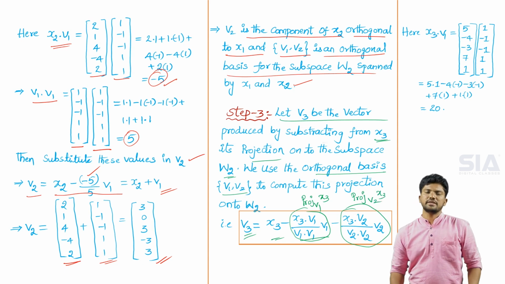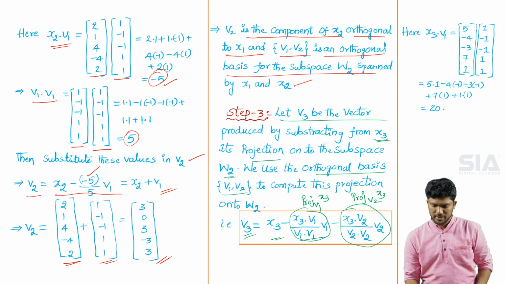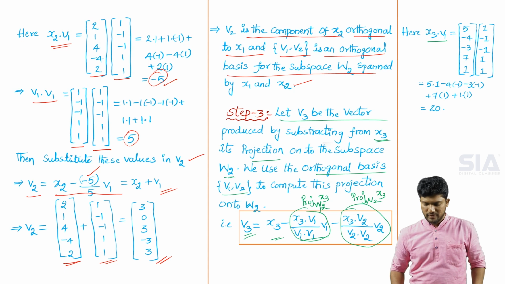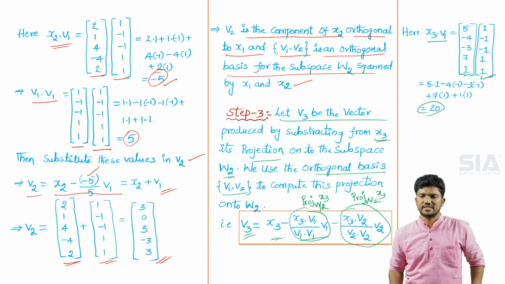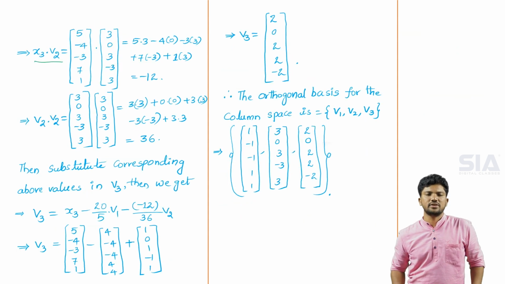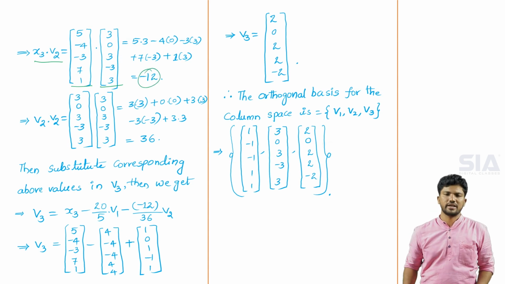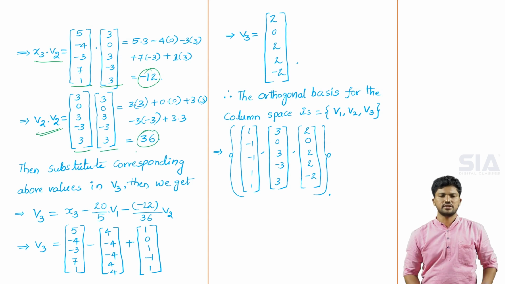This total value is the projection of x3 onto the subspace V2, or subspace W2. Here x3 into V1: the third vector x3 and V1, if you multiply them, we will get the value 20. And already V1 we have. Next value is x3 into V2. Substitute the x3 value and V2 value, then if you multiply them you will get minus 12. Next V2 into V2, that is 36.